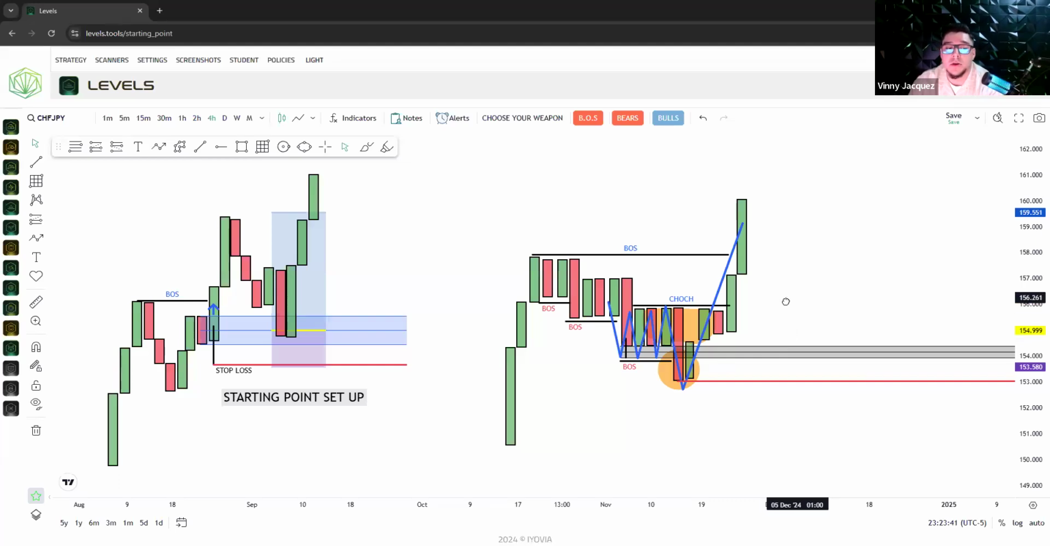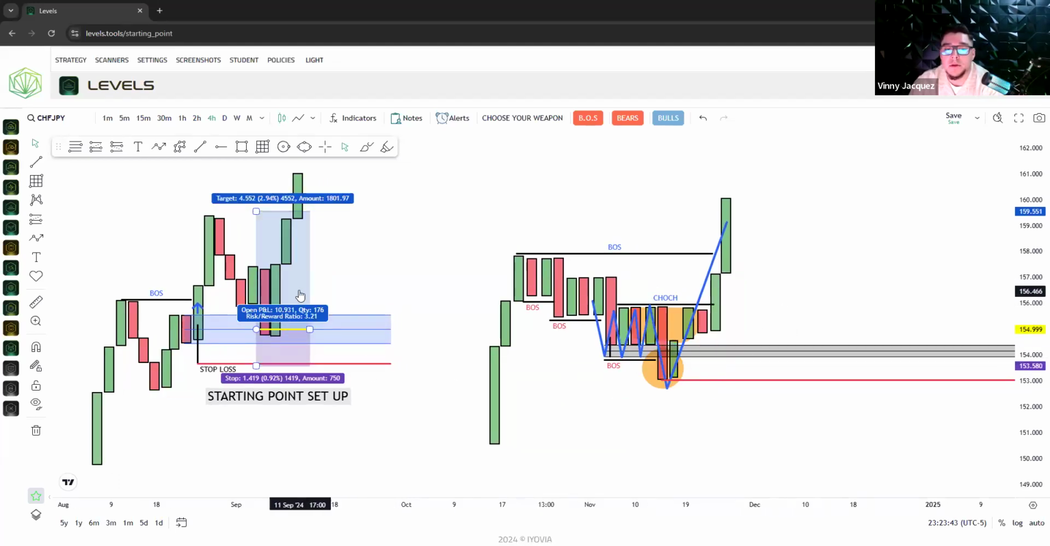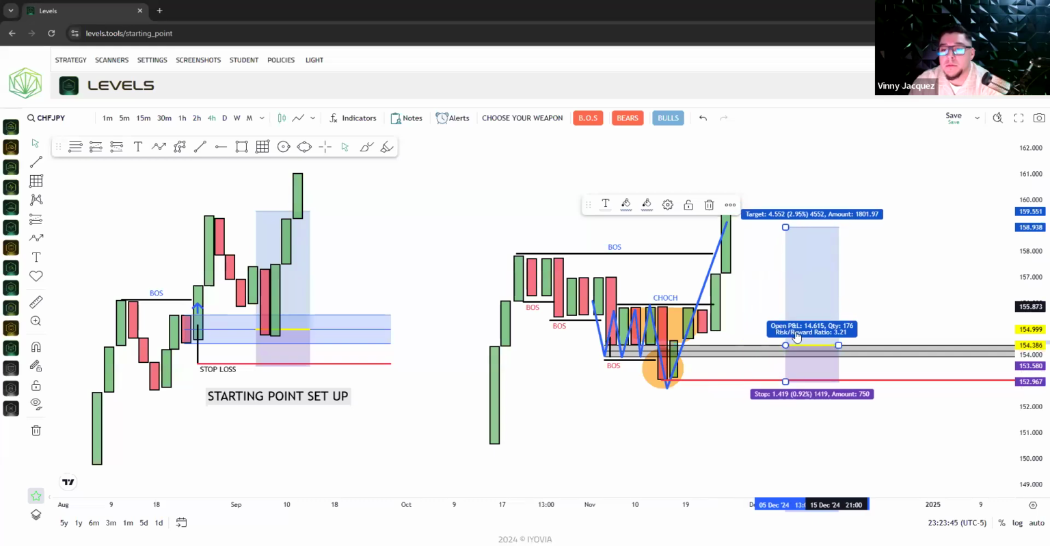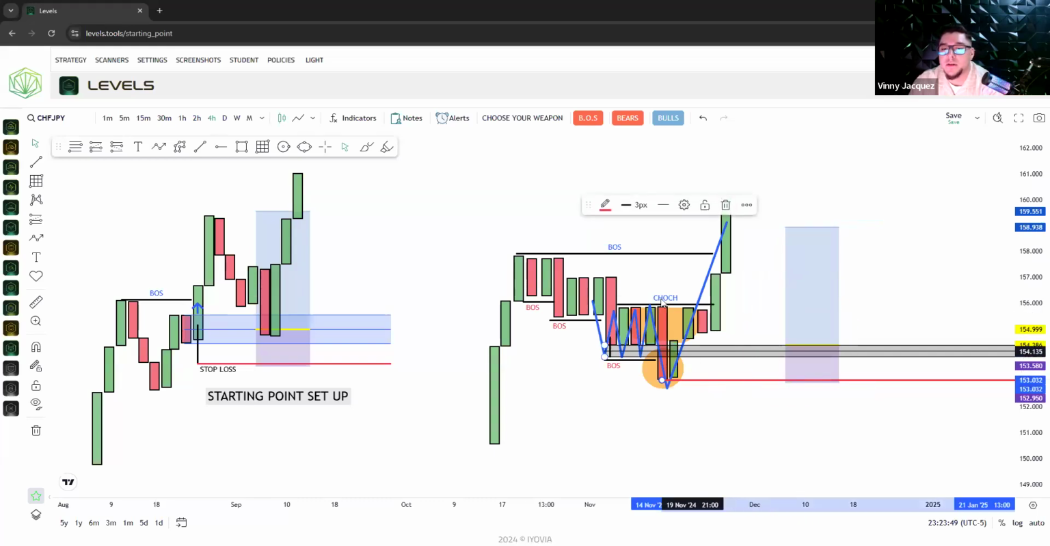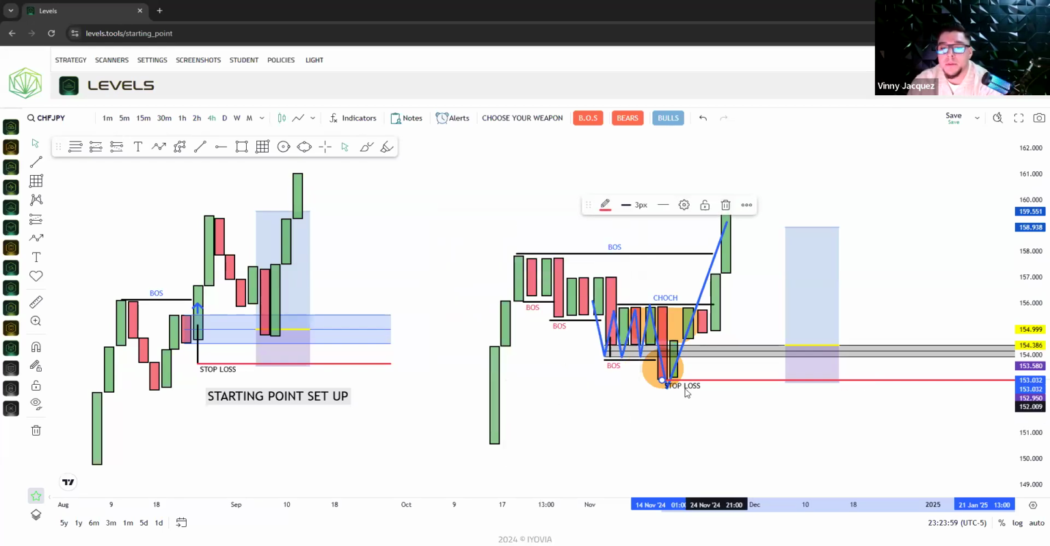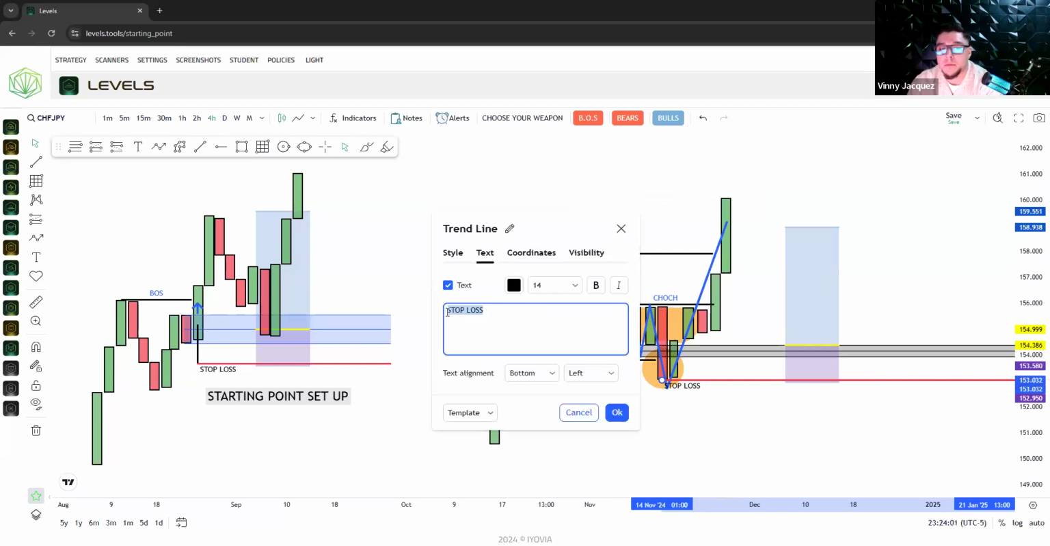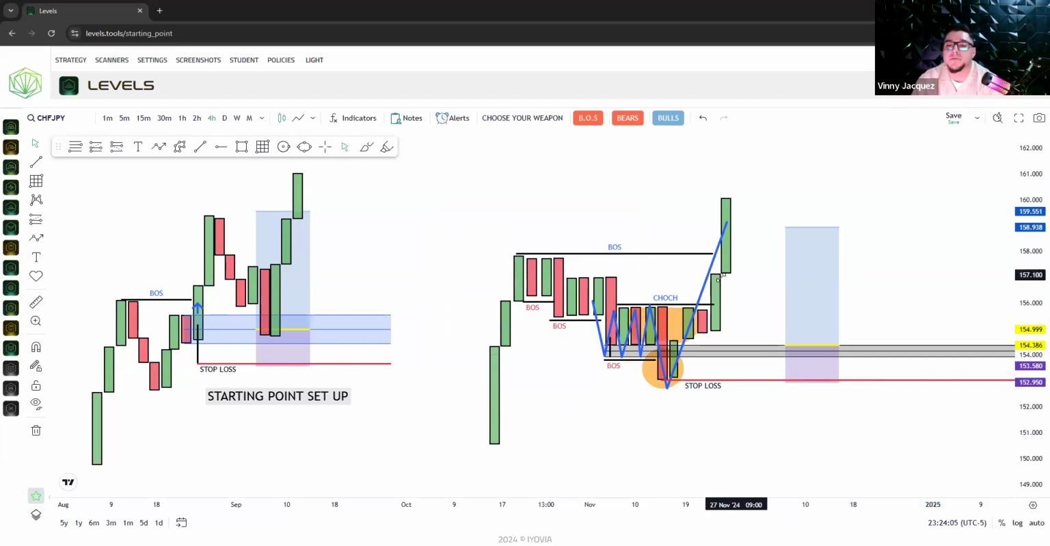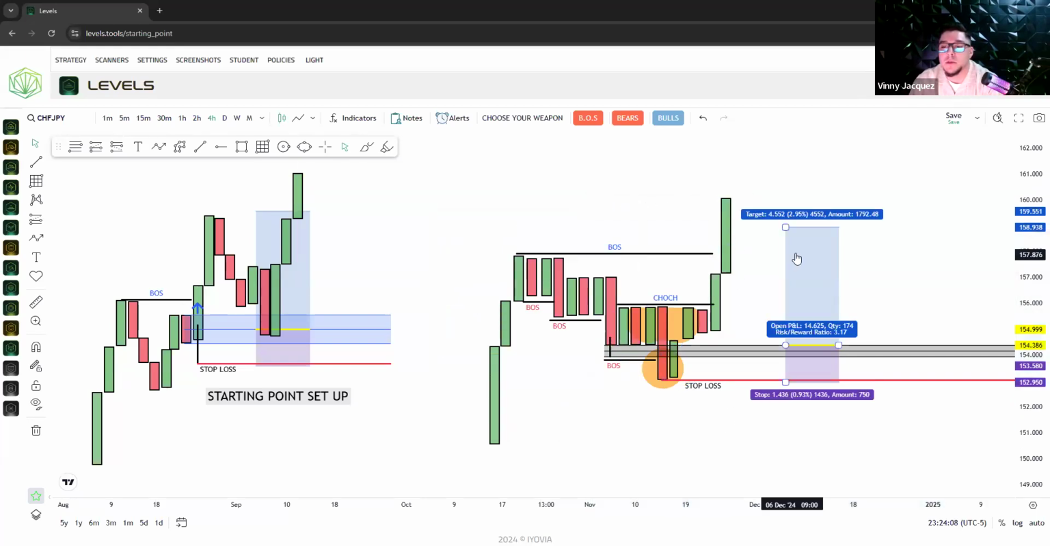Let's go. So this is my setup right here. My entry is at that right shoulder. My stop loss is here. So let's go ahead and identify. Let's label this. Keep everything clean, guys. Stop loss. Bottom. Make that black. Move it over. Awesome. Let's go ahead and delete this. With the minimum 1 to 3, we'll just keep it like that.